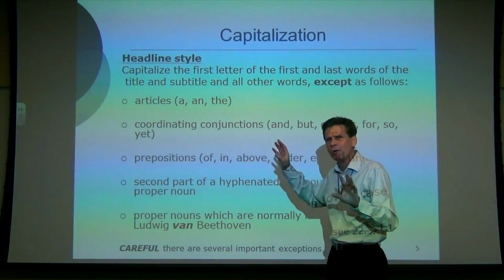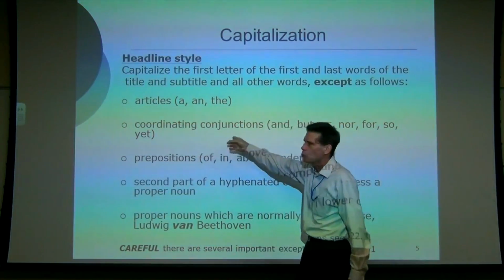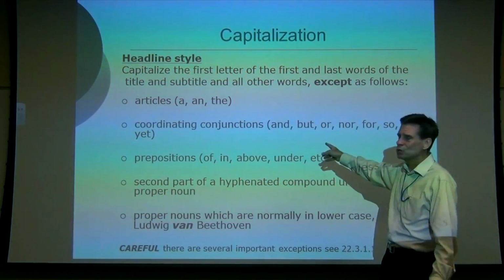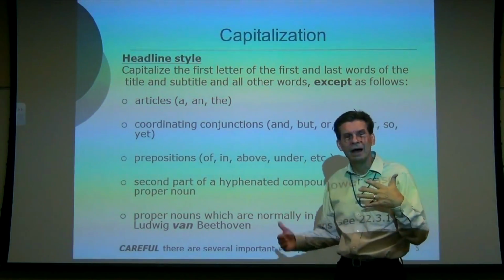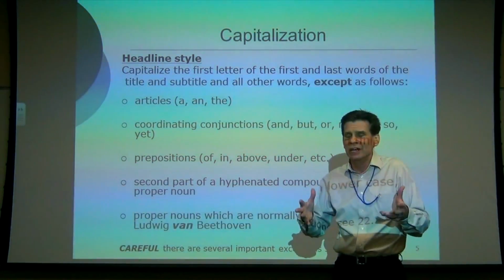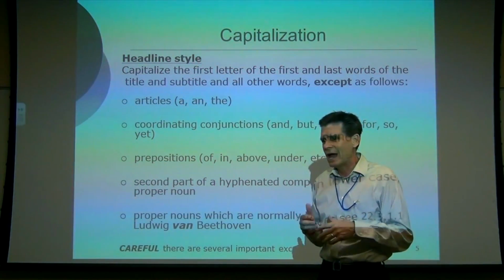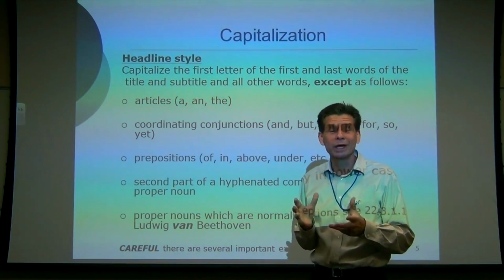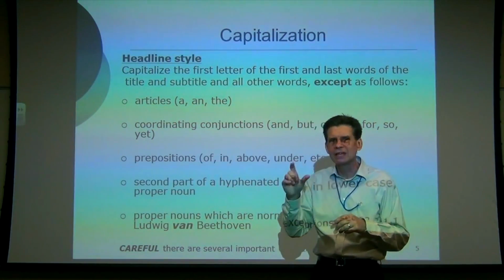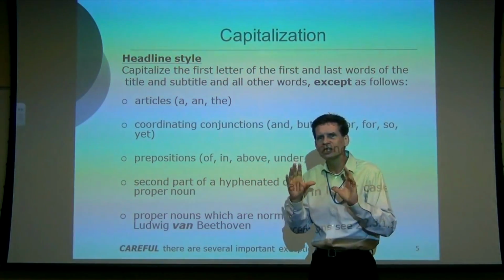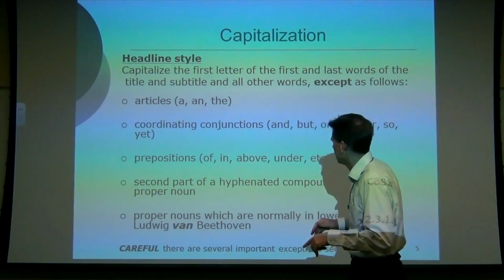But by and large, almost everything is capitalized, except for articles: a, and, or the. Coordinating conjunctions: and, but, or, not, yet. Prepositions. Now this is a tough one, because I'll ask you, do you know what a preposition is? I can't even remember what a preposition is meant to do. So I will tell you about a place you can go, and that's Wikipedia. If you go to Wikipedia and type in English prepositions, it has a page which lists every single English preposition. So if you're unsure if a word is a preposition, you can go there.